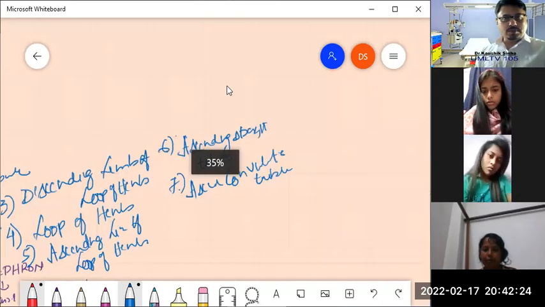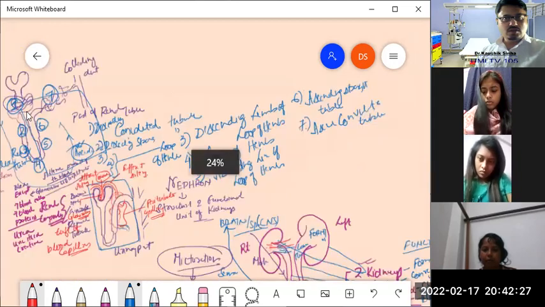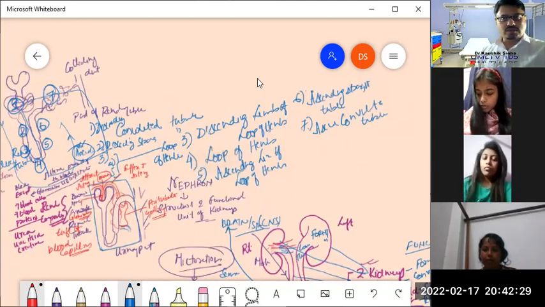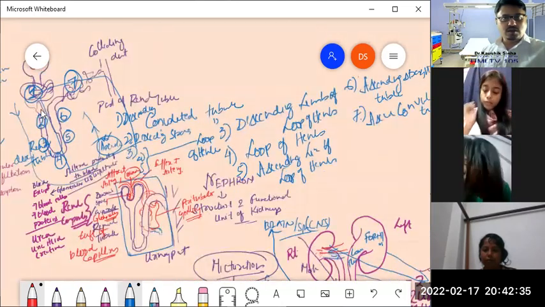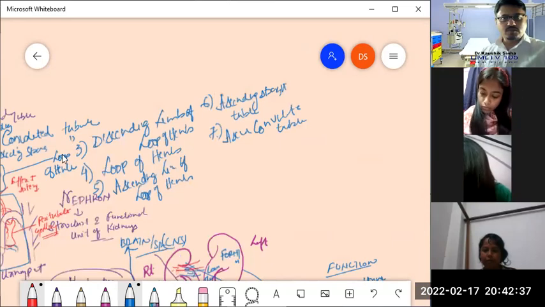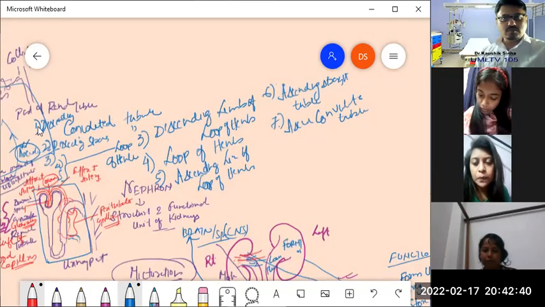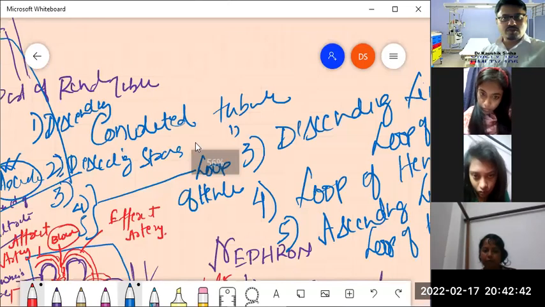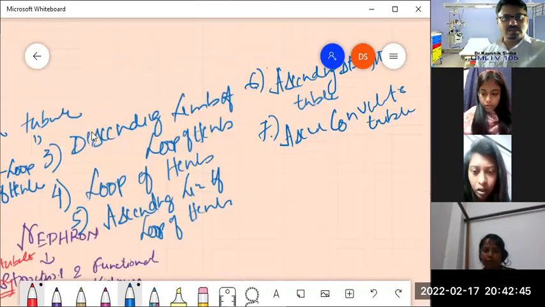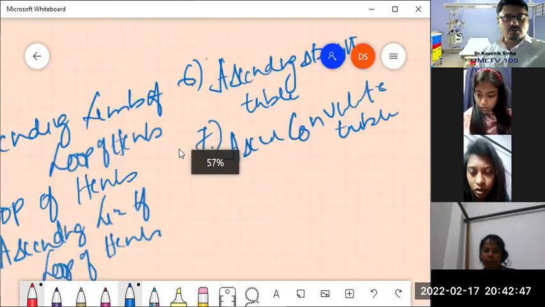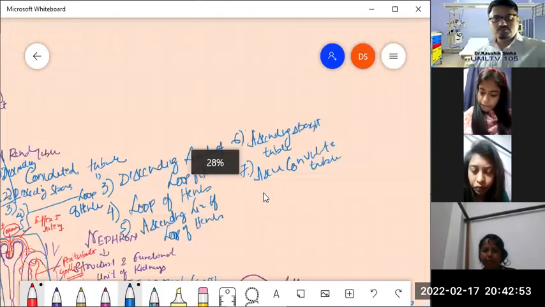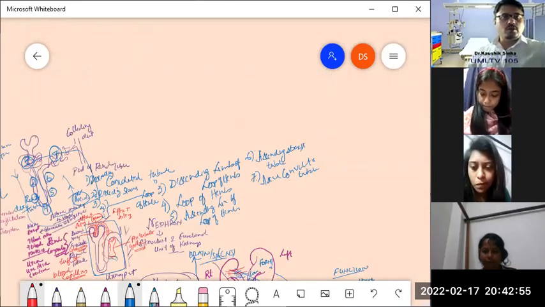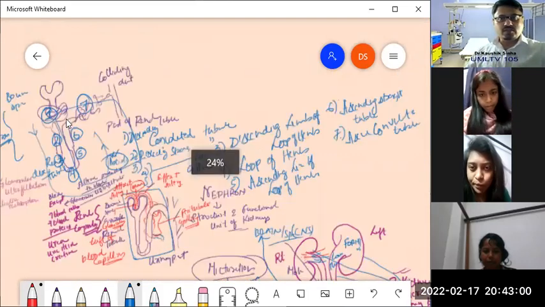So see all the paths that were drawn. There were a total of 7 paths here, and the names of those paths are written out here. The first name is descending convoluted tubule. And the last name, which is also a convoluted tubule, is the ascending convoluted tubule. Clear? The process of urine formation continues along the entire length of this tubule.